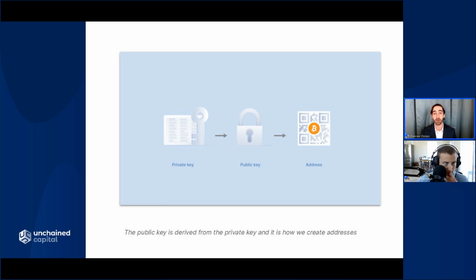But if that private key were to be lost or destroyed or stolen, it can't be recreated, and so your Bitcoin could be gone forever. What's really cool about the Bitcoin network, though, is that you can create addresses with multiple private keys so that if you lose one, you can still recover your Bitcoin. And that's where Unchained comes into play.